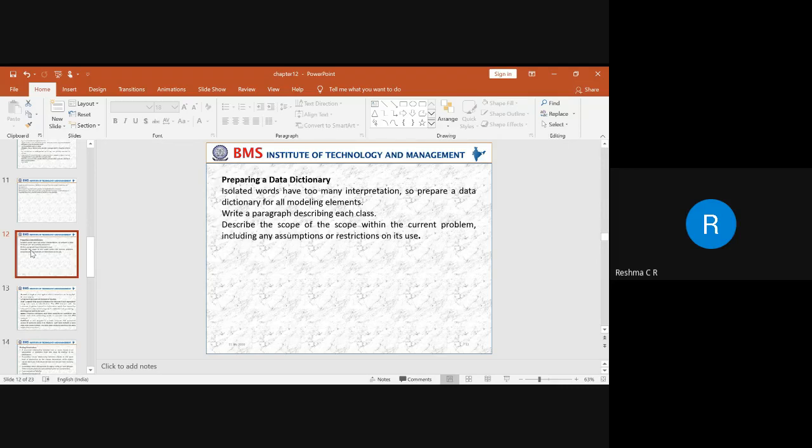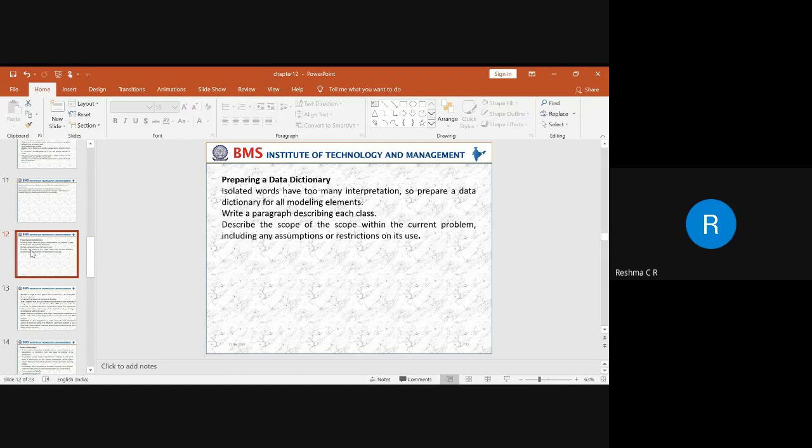Here, the list of class names that we have identified will be isolated words, so we need to have more interpretation of how we are trying to model them with respect to the system. When we say data dictionary, we need to have a written paragraph for each class, whatever the names of the classes you are considering. For all the class names, you need a description so that it gives a clear idea of what that particular class is going to have.